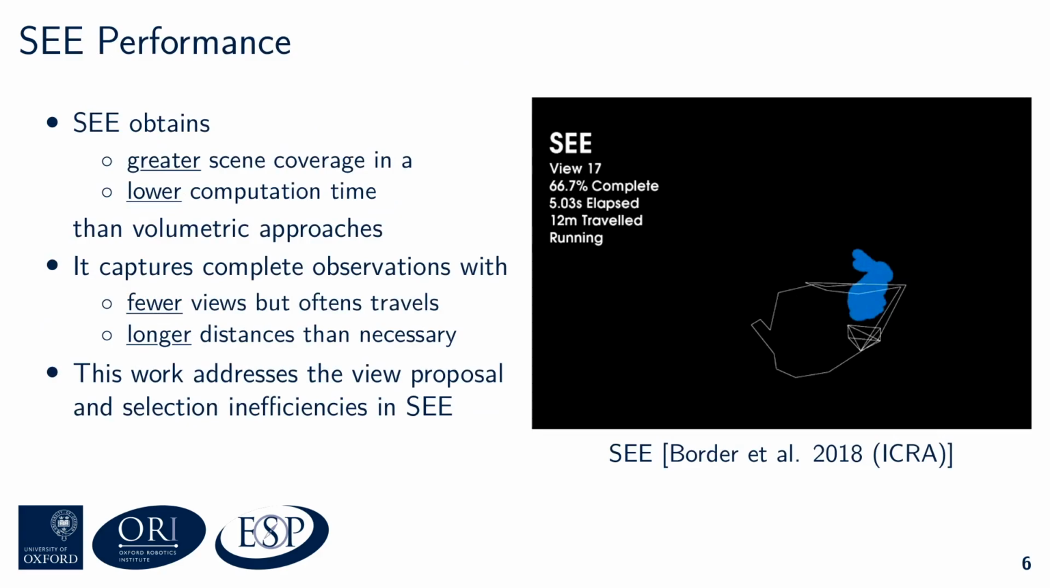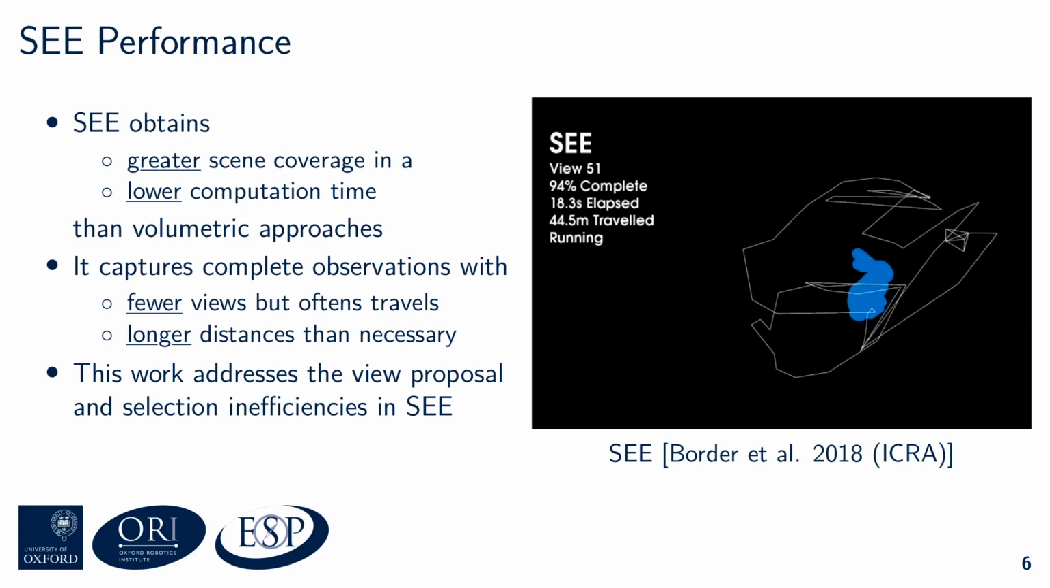SEE was compared experimentally with approaches using a volumetric representation for the observation of 3D models in a simulation environment. It was shown to obtain greater scene coverage while using less computational time. SEE was also able to observe the scenes using fewer views, but often traveled farther to do so. This inefficiency can be attributed to the use of reactive view adjustments to avoid occlusions when a frontier point cannot be observed from its proposed view.